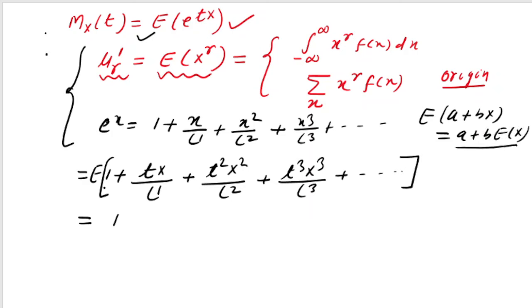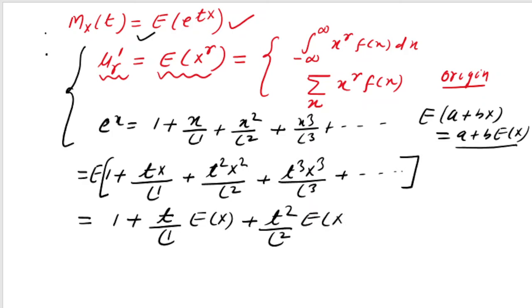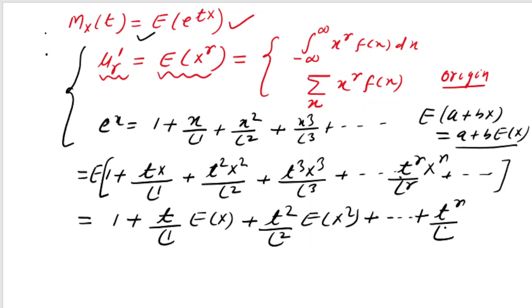It can be generalized, so it can be written as 1 plus t by factorial 1 expectation of x, where t is a real parameter. Then it will be t square by factorial 2 expectation of x square. And in general, let me write the general term also, so that you are clear: t to the power r by factorial r, up to infinity. So in general, this will be plus t to the power r by factorial r expectation of x to the power r.